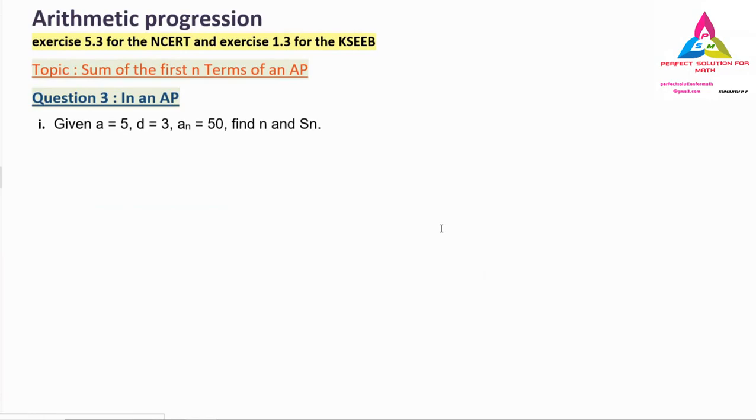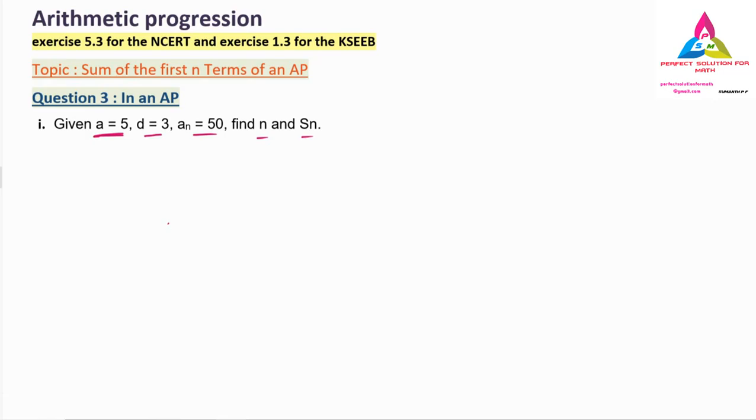Coming to arithmetic progression, the topic sum of the first n terms of an AP. In that the third question, in an AP. First one, given a = 5, d = 3, an = 50, find n and Sn. This type of question is similar to the second main question, because here they have given the first term, that is the a value, and next they have given the d value also and an value also, but they have told you to find n and Sn. Similar fashion we have to do.